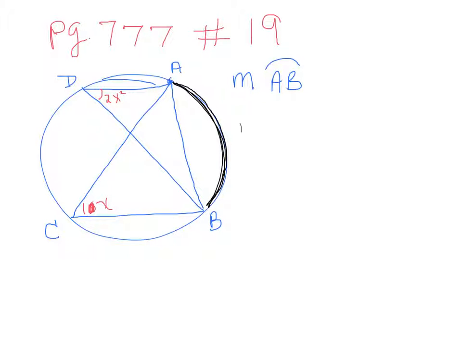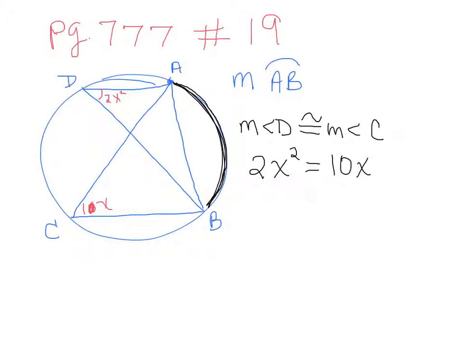We need to say that the measurement of the angle D should be congruent to the measurement of angle C. So therefore, like Juan was saying, 2x squared is supposed to be equal to 10x.